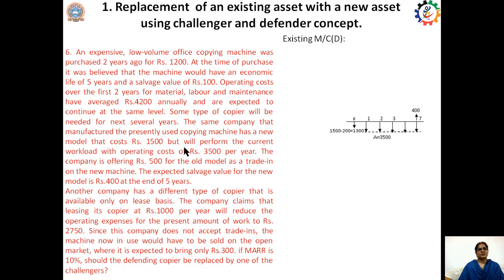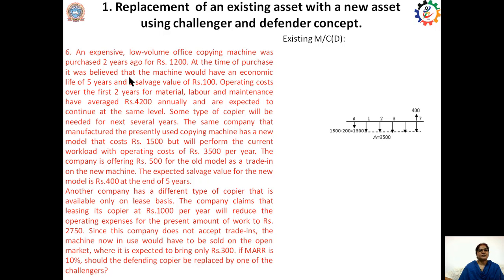Now let us move on to the sixth problem. It seems to be a bit lengthy. An expensive low volume office copying machine was purchased 2 years ago for 1,200. Anything that happened in the past, the life also we are not supposed to consider, and the cost incurred also we are not supposed to consider. That is considered as sunk cost. For analysis, we are not supposed to consider it.